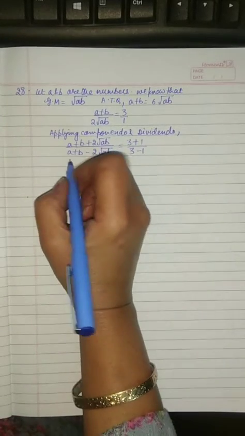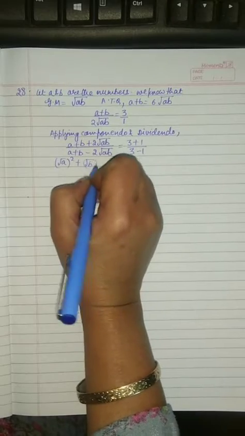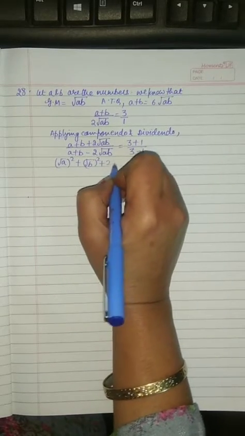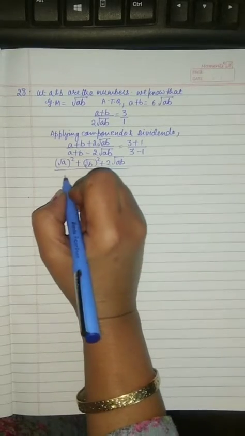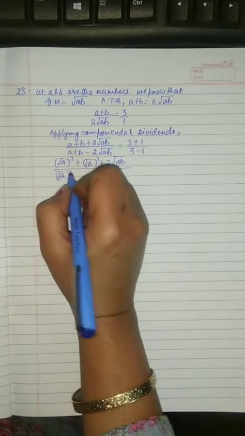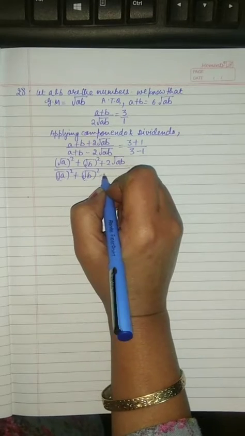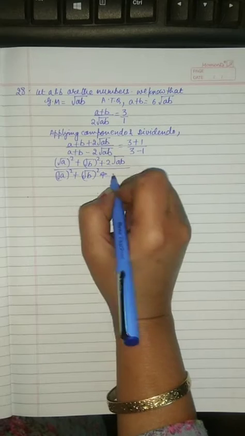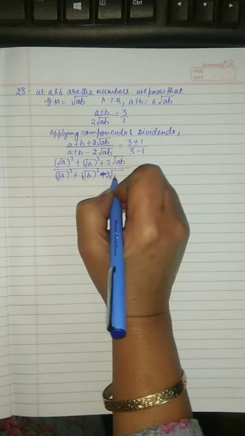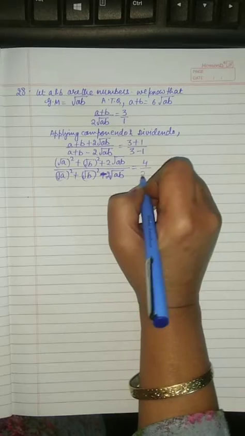Now the numerator can be written as under root A square plus under root B square plus 2 under root AB. Similarly, the denominator can also be written as under root A square plus under root B square minus 2 under root AB is equal to 4 by 2.